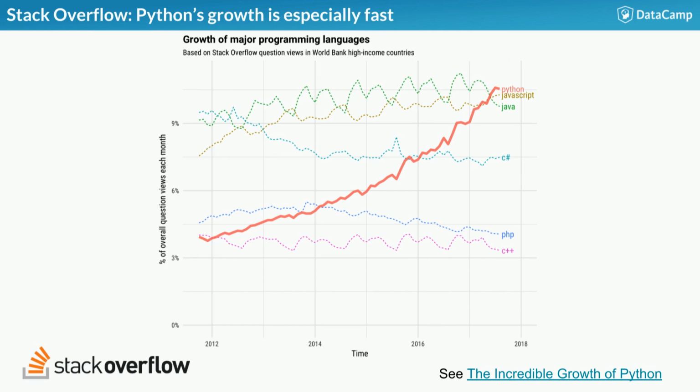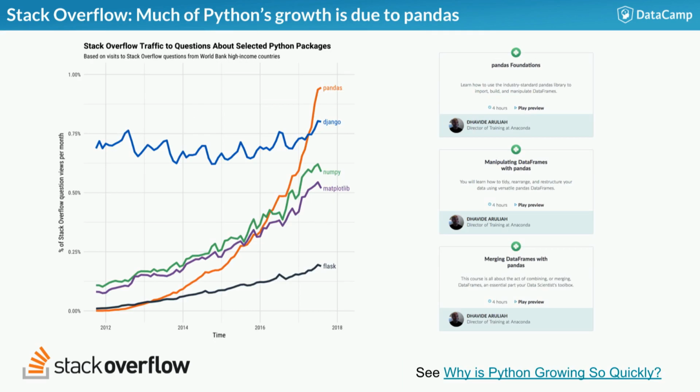Because Python is a general purpose programming language. It's not only used for data science, it's used for a multitude of things. So what is driving that growth, and how can we figure out the answer to that question? One approach would be to look at the popularity of different Python packages over time.